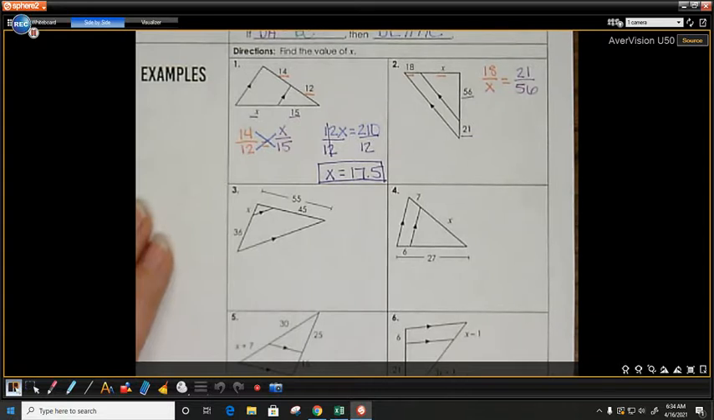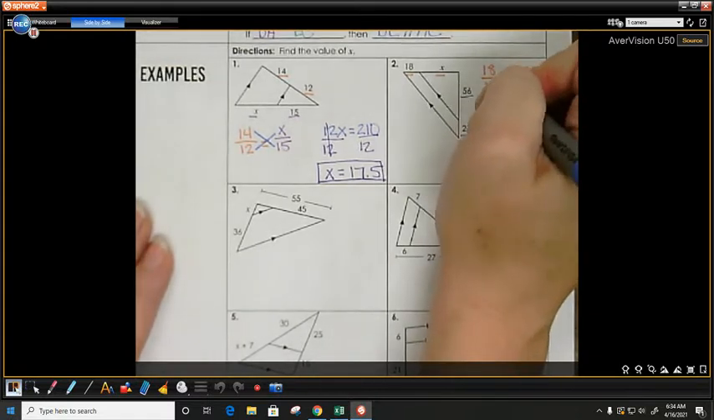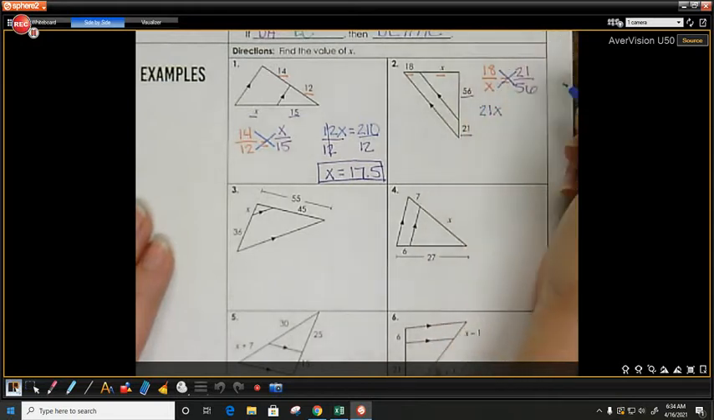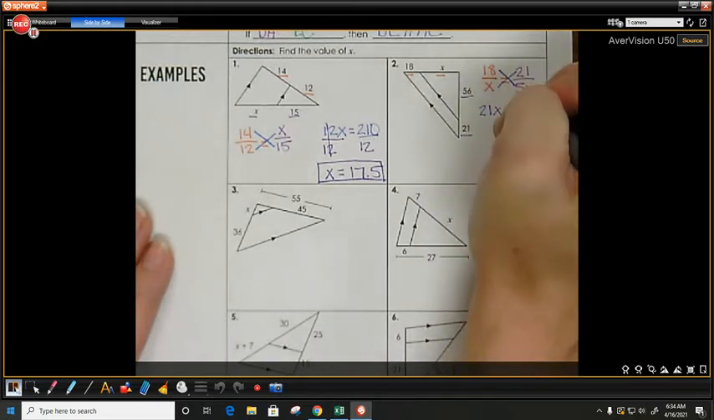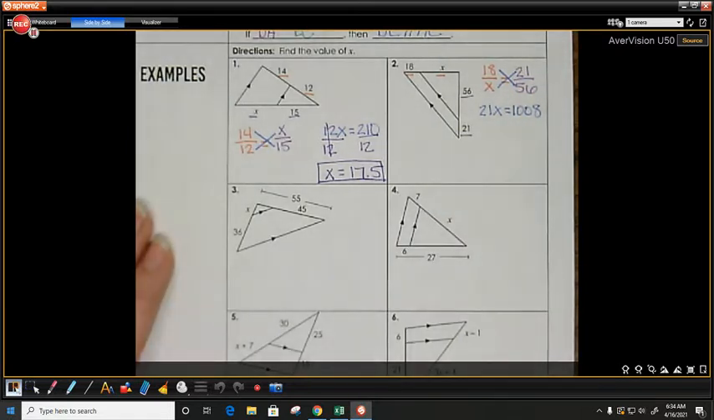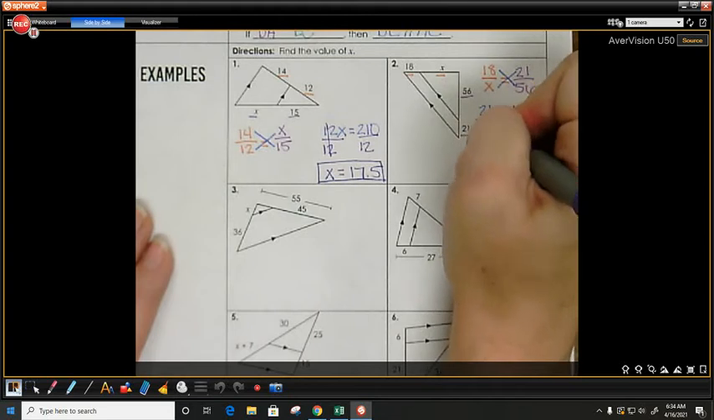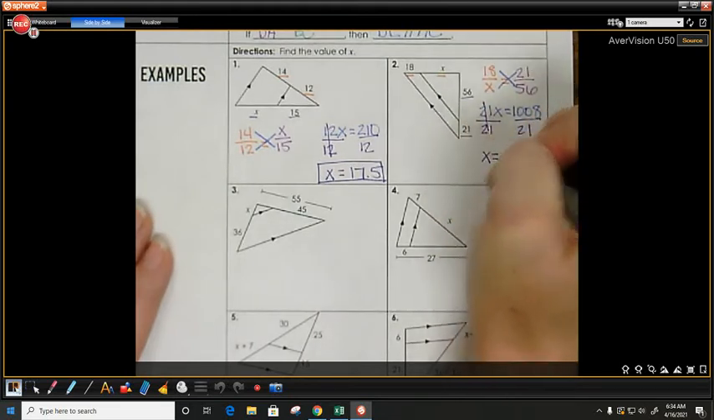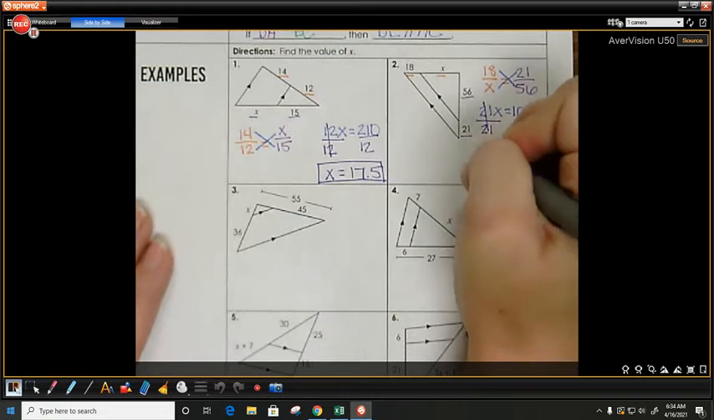So I have a proportion here, so we need to cross multiply to solve for x. So 21 times x is 21x, 18 times 56 is 1008. So then I need x by itself, so I'm going to divide both sides by 21, and I get x is equal to 48.